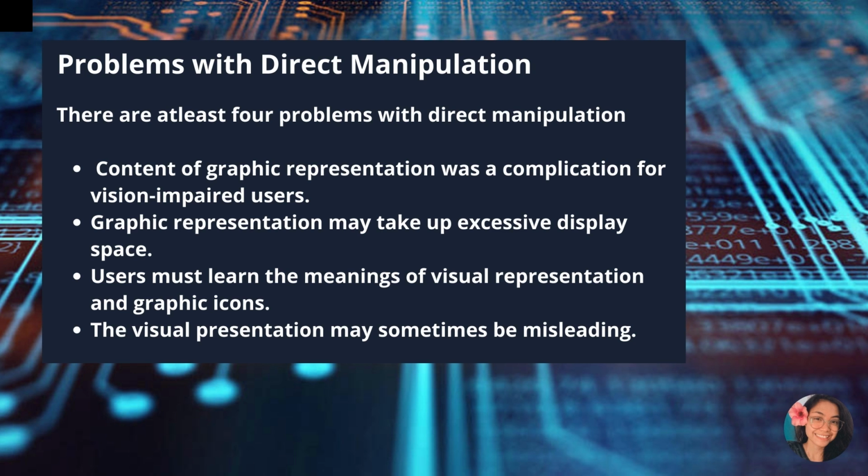So this is an issue in the mobile world where screen space is very limited. The third is the users must learn the meanings of visual representation and graphic icons. The titles that appear on icons when the cursor is over them offer only a partial solution. And the fourth one is the visual representation may sometimes be misleading.